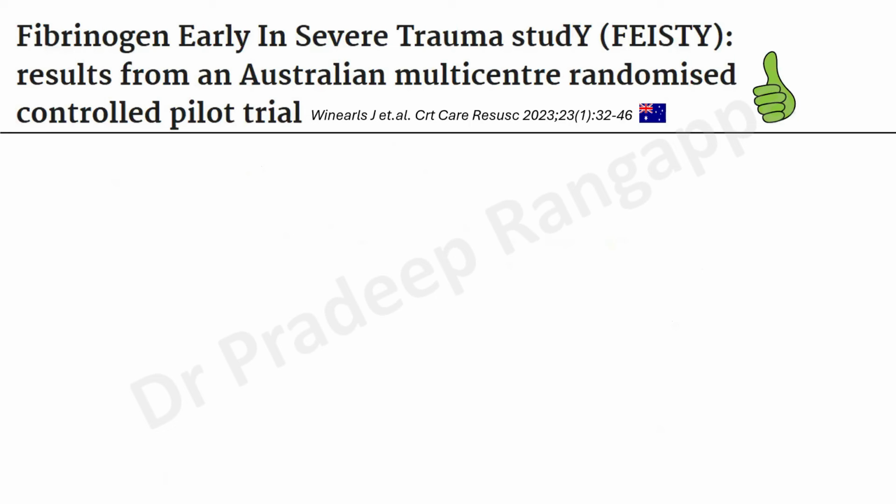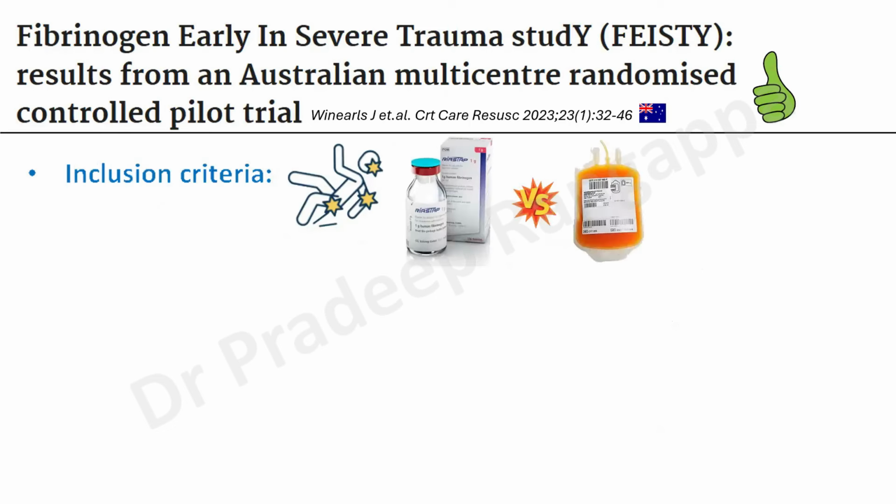So this was a very new study which came in 2023 called the FEISTY study. As you see, the title of the study is Fibrinogen Early in Severe Trauma, an Australian multi-center randomized controlled trial. So here they took all the trauma patients and they compared fibrinogen concentrate versus the cryoprecipitate, because both are the same. Cryoprecipitate also has the highest amount of fibrinogen. And the primary outcome is they looked at time to fibrinogen replacement. This is very important.